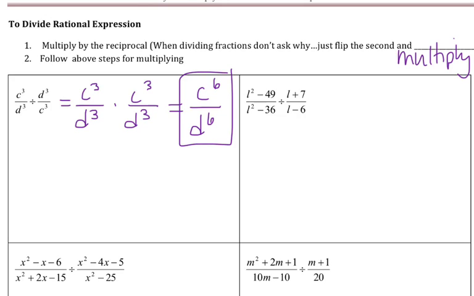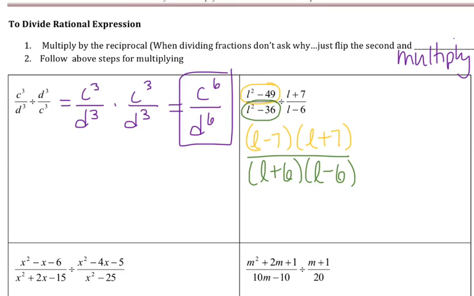All right, in the next one, there is some factoring that we can do. Notice the difference of squares here. We have L minus 7 times L plus 7. Be careful with your L's. They can look like 1 sometimes. And L plus 6 divided by L minus 6. Now for the second fraction, I have to flip it before I multiply, but there's no factoring to do here. So I'm just going to write the L minus 6 up top and the L plus 7 on the bottom.